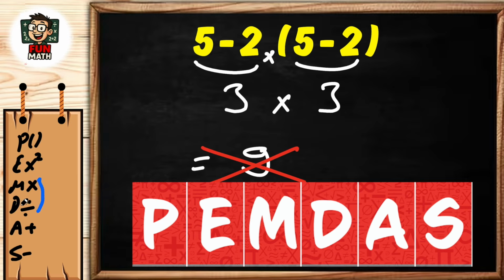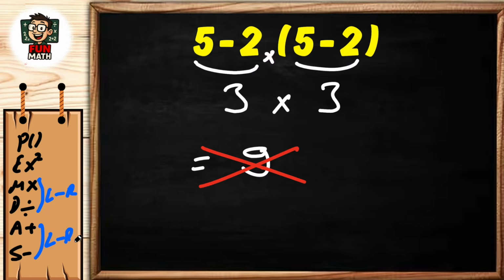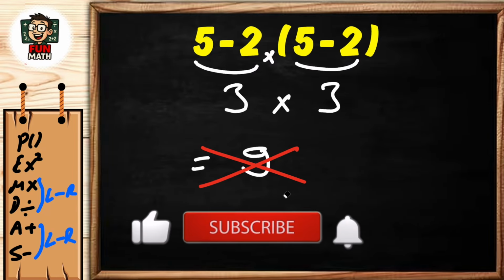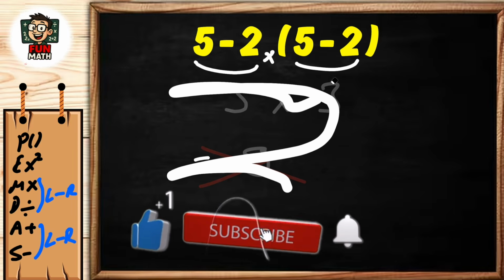We have one more feature here. Multiplication and division have no set order; operations are performed from left to right. Similarly, addition and subtraction have no set order; operations are performed from left to right. Let's apply this rule to our equation.